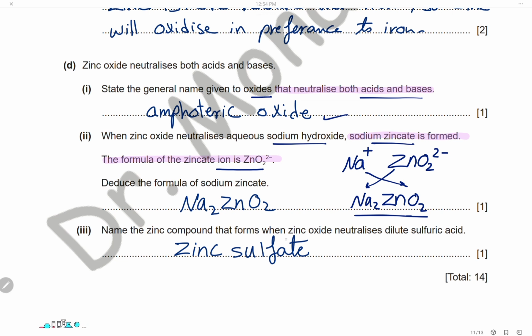Name the zinc compound that is formed when zinc oxide neutralizes sulfuric acid. This is a neutralization reaction where zinc oxide is the base and sulfuric acid is the acid to produce salt and water, and of course the salt will be zinc sulfate.